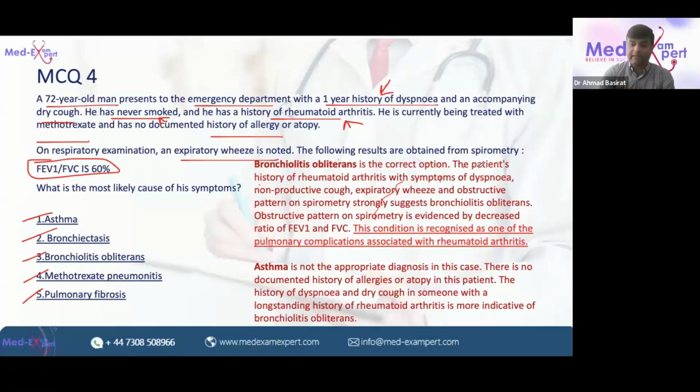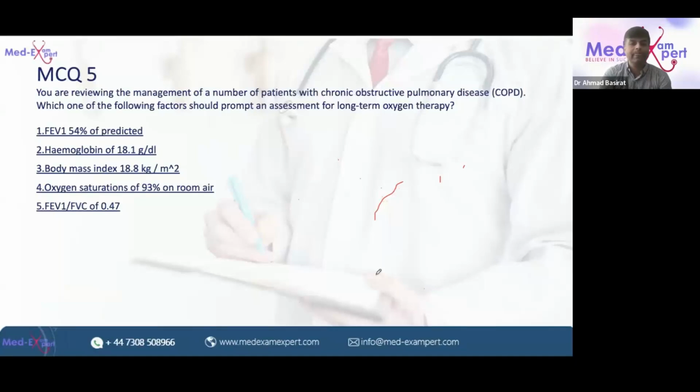Now, why is this? Because the patient's history of rheumatoid arthritis with symptoms of dyspnea, cough, wheeze, and an obstructive pattern on spirometry is strongly suggestive of bronchiolitis obliterans. This condition is recognized as one of the pulmonary complications associated with rheumatoid arthritis. People who selected pneumonitis, this probably presents more as an acute thing, not with a one-year history of dyspnea. But it's good that your brain is hovering around the options. And of course, asthma is not an appropriate diagnosis here. There's no documented history of allergy or atopy.